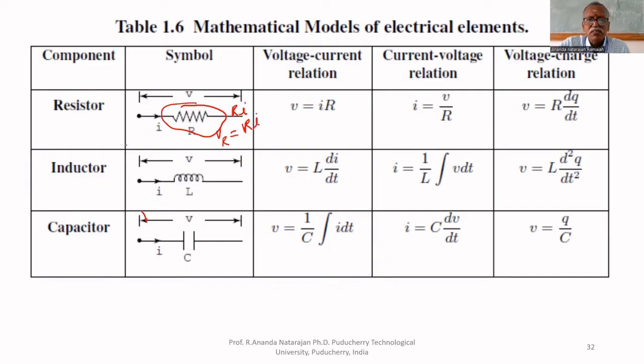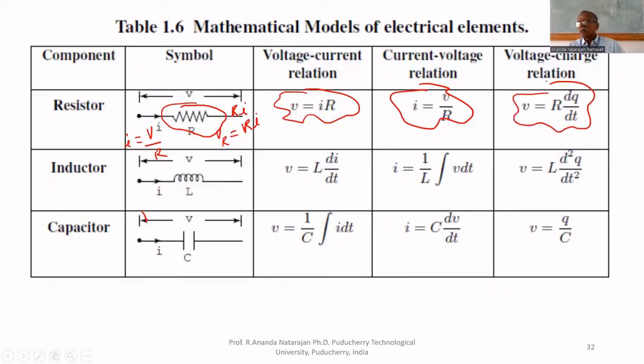What is the current through the resistor? I equals V divided by R. That is the current through the resistor. If you write the expression for current, V by R. If you write the expression for voltage, IR. You can write the expression in terms of charge also.